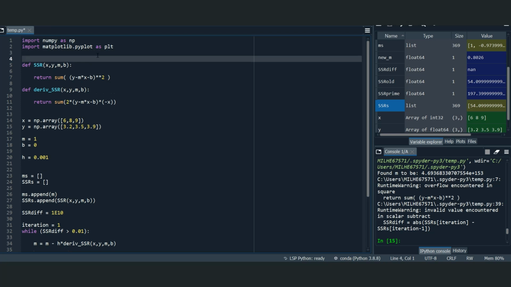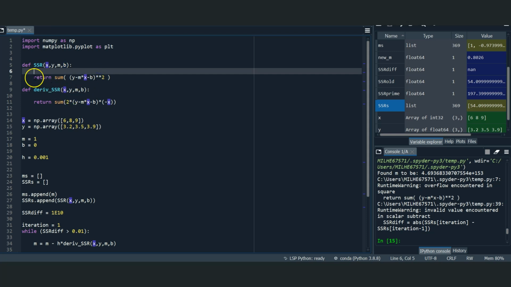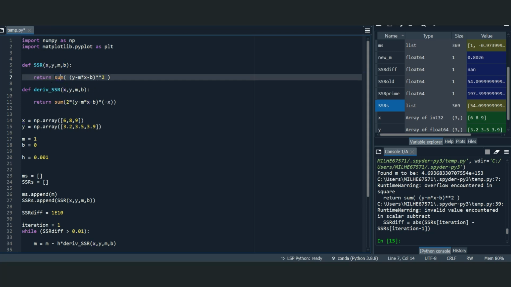So the first thing I'm going to do here is define the loss function, the SSR, and the way I'm going to do that is it will accept an array of x's, y's, a slope, and an intercept. All it will do is return the sum of squared residuals. So it's y minus the quantity mx plus b, which is y minus mx minus b squared. So it'll sum all of those together that it gets here.